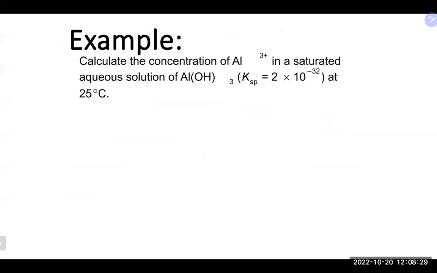All right. So why don't you try this one here? What is the concentration of aluminum 3+ in aluminum hydroxide? I don't know why the 3 went so far over. Everything shifted apparently. All right, KSP for that is 2 times 10 to the minus 32. Okay, let's take a look at this one here. So once again, we're just given really the KSP, which is very common in these type of problems.